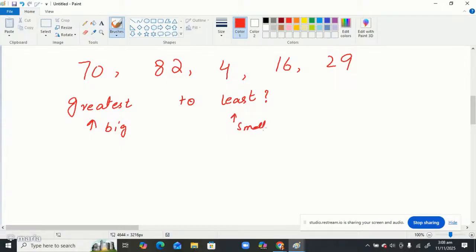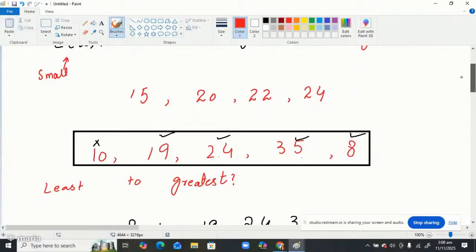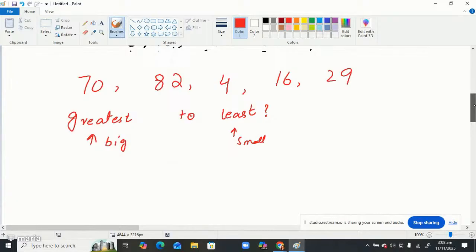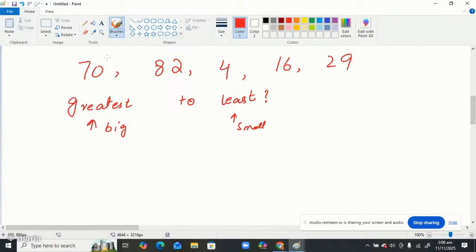Now here, before, we discussed from smaller to bigger. Here I'm going to write big to smaller numbers. So what is the bigger number in all of it? First of all, you guys tell me the biggest number. Is 70 bigger, 82 bigger, 4 bigger, 16 bigger, or 29 bigger? Which one is the biggest number?